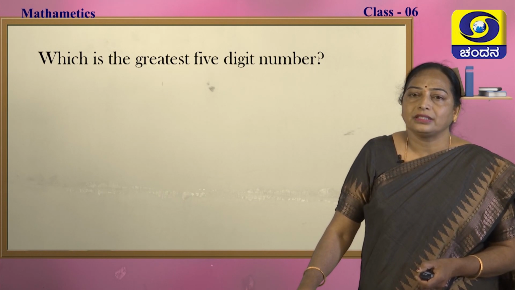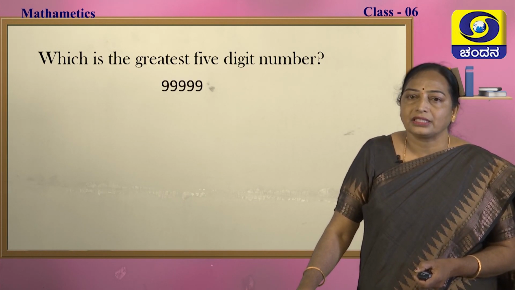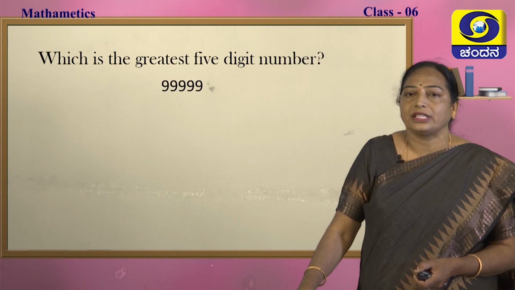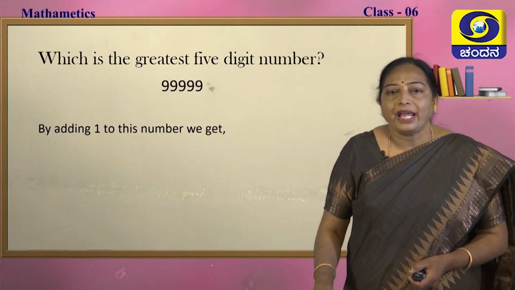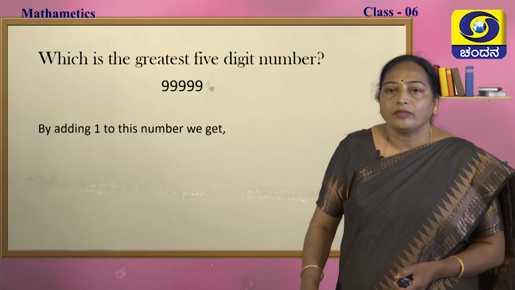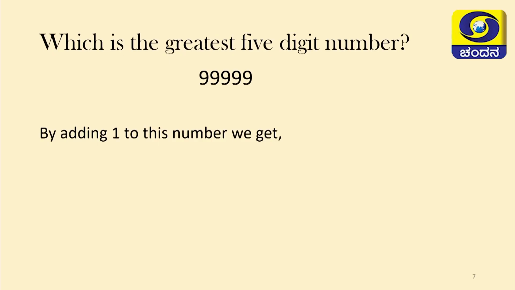Think it. Yes, it is 99,999. By adding 1 to this number, we get a 6-digit number. How do we read this? 1 lakh. It consists of 6 digits and also it has 1 with 5 zeros.